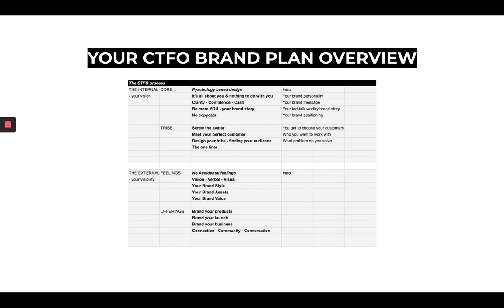And now, in the feelings section, it's time to take all of the vision and create the verbal and the visual elements of your brand. This is where it helps to have some sort of brand magician by your side to help you translate things. So your brand style, your brand assets, and your brand voice, the 3 final elements that go into creating the external assets of your brand, which are all related to the feelings section.